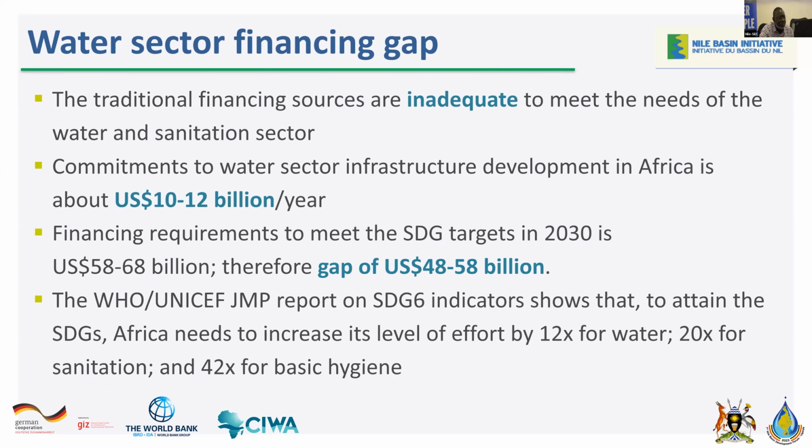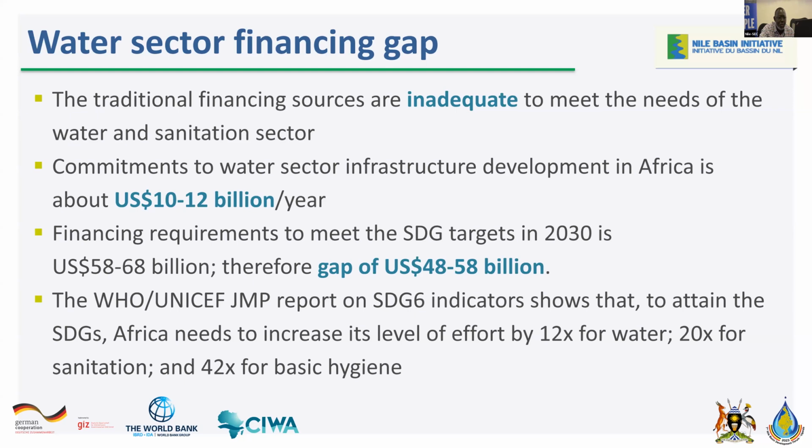There is a big gap in what the water sector is able to raise in financing from those traditional sources. It is inadequate. Just looking only at the area of infrastructure, and of course, water quality needs a lot of infrastructure input in terms of building water treatment plants and wastewater treatment plants. The annual investment in infrastructure in the water sector is 10 to 12 billion US dollars per year, but the requirement to be able to meet the SDG targets is in the range of 58 to 68 billion per year. And therefore, the gap is about 3 times what the sector is able to mobilize each year.